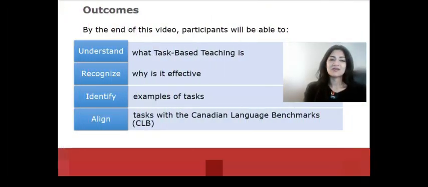Hello everyone, in this video we will explore what task-based teaching is, why it is so effective, and identify examples of tasks that support this approach while ensuring it is aligned with the Canadian language benchmarks. So now let's take a closer look.